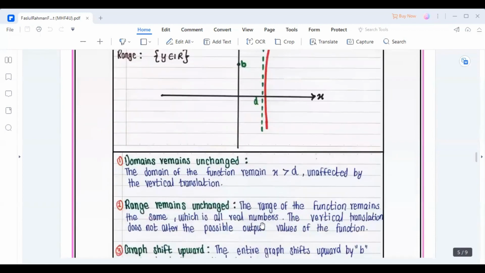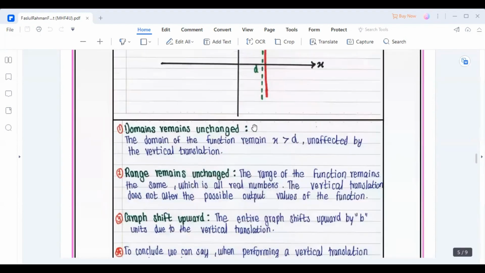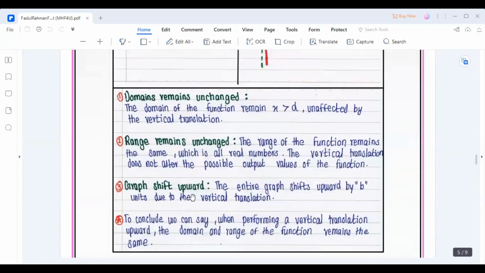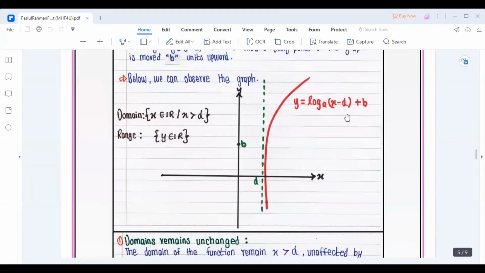Range remains unchanged. The range of the function remains the same, which is all real numbers. The vertical translation does not alter the possible output values of the function. Therefore, the range is y is an element of R. Graph shifts upward. The entire graph shifts upward by b units due to the vertical translation. Here we can observe it.